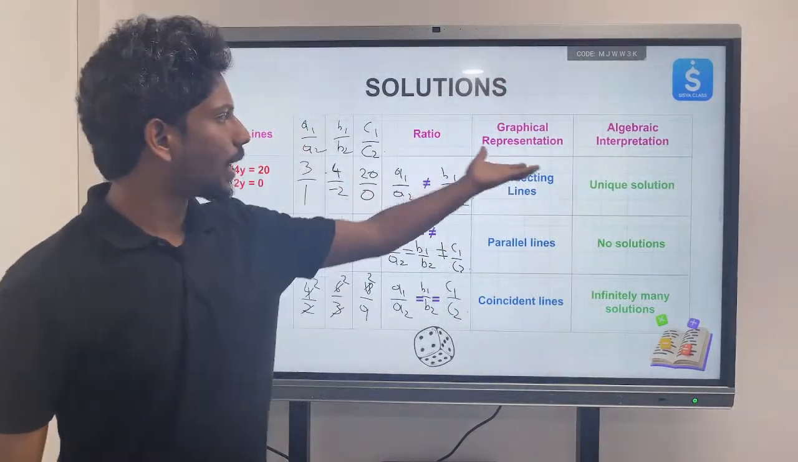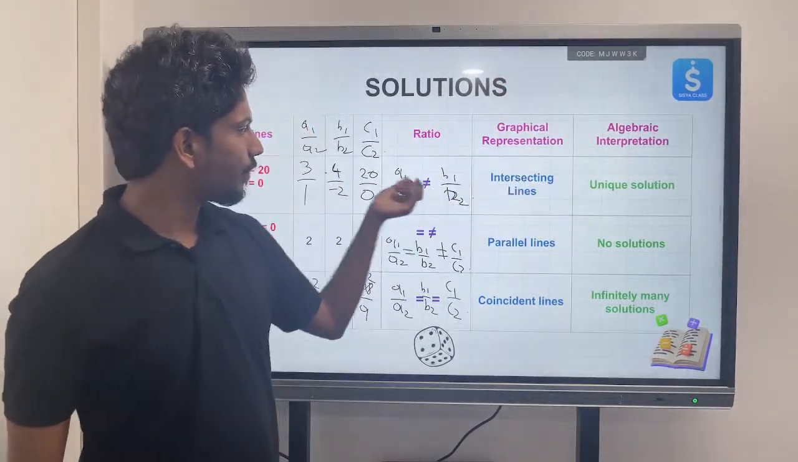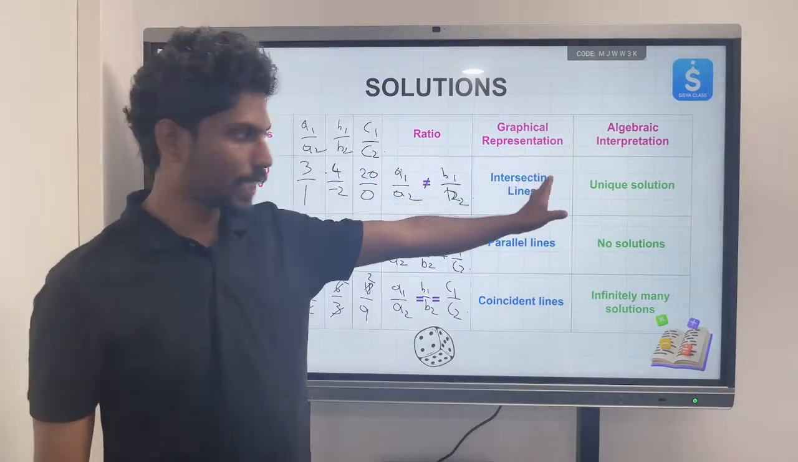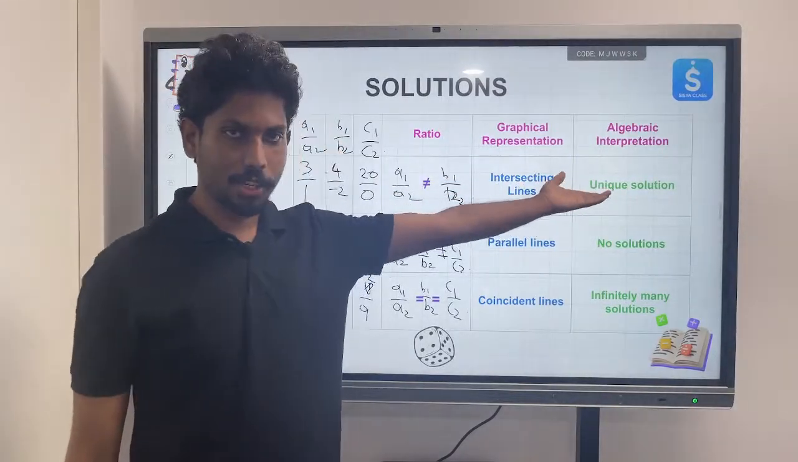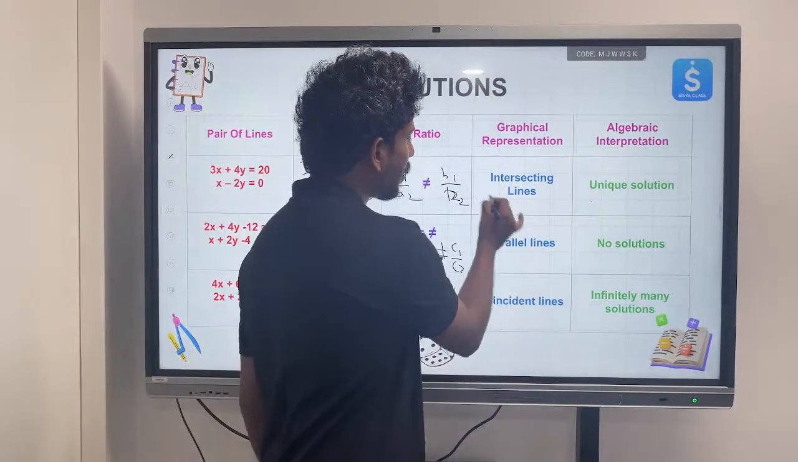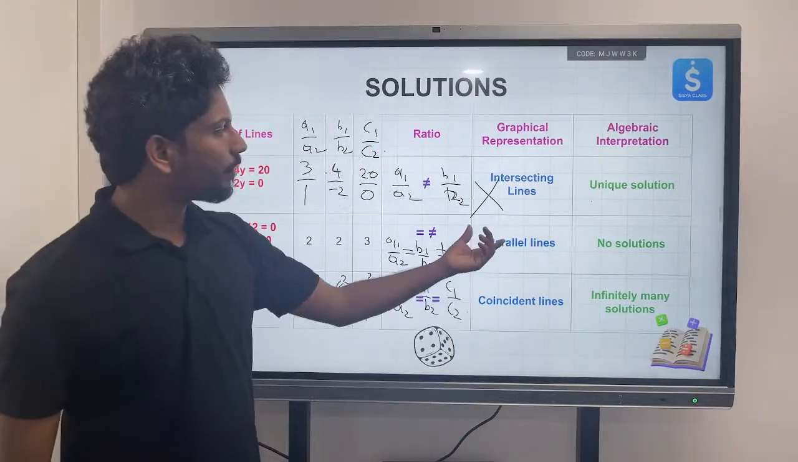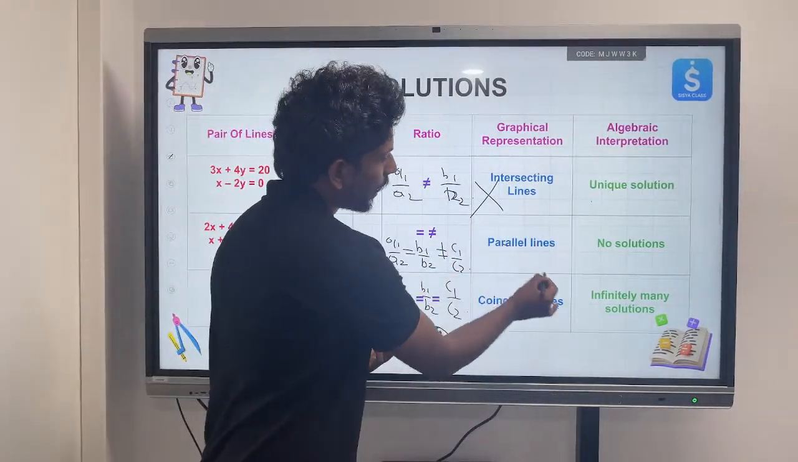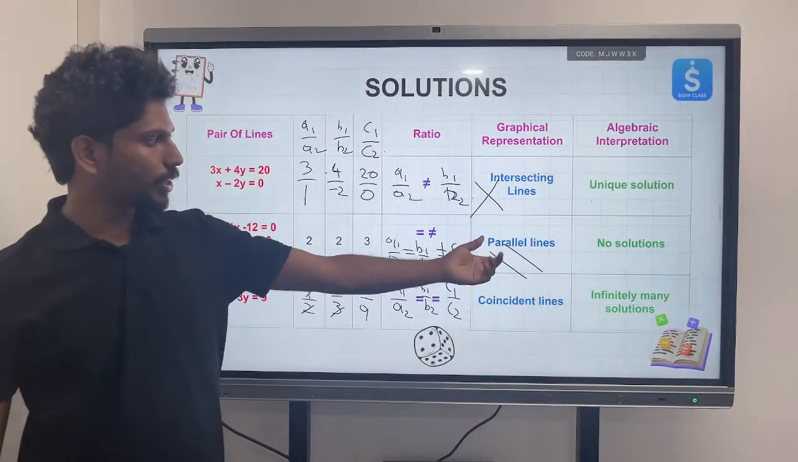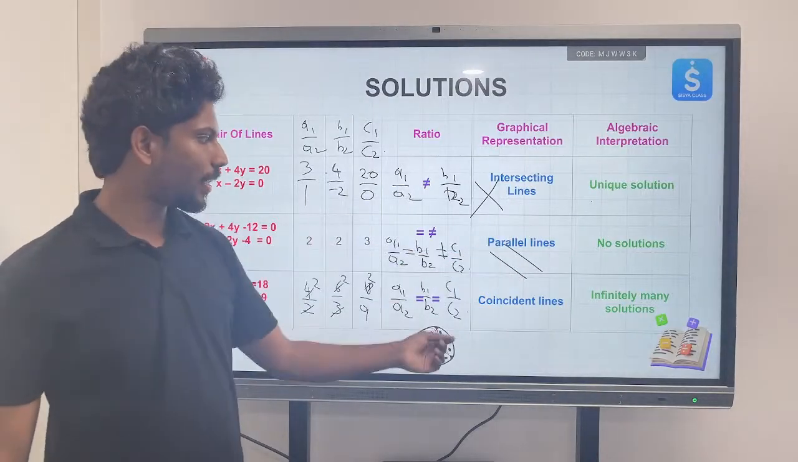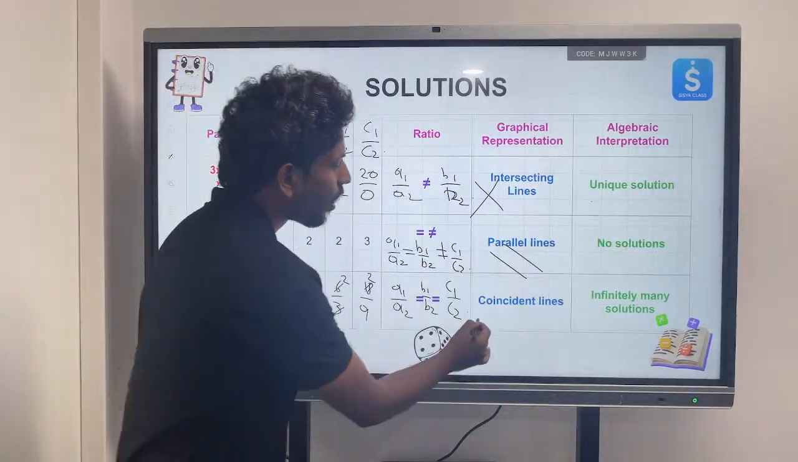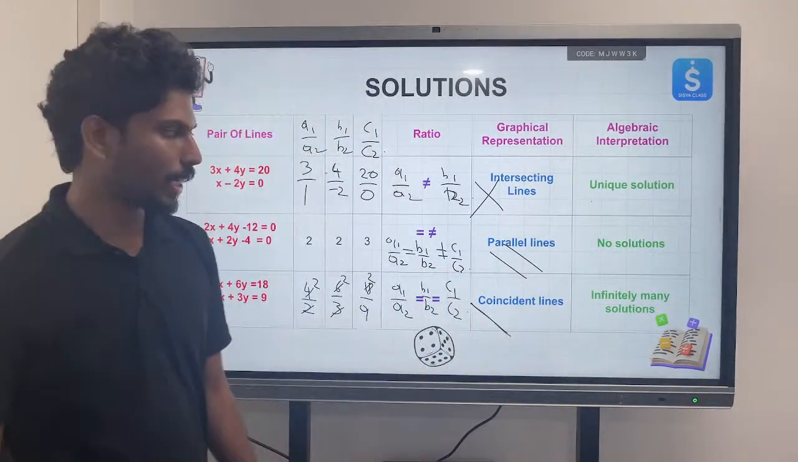If a1 by a2 is not equal to b1 by b2, then the lines are intersecting and it is having a unique solution. So, the graph looks like this, right? If the two lines are parallel, like a1 by a2 equal to b1 by b2, which is not equal to c1 by c2, then it is having parallel lines and no solution. Or the last case is coincident lines, right?